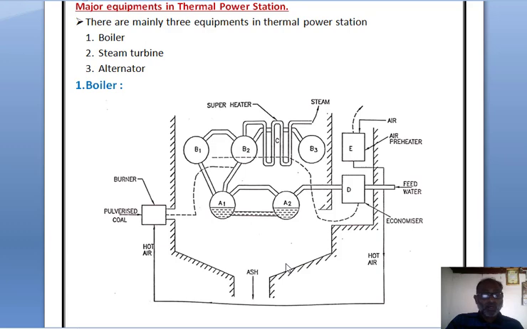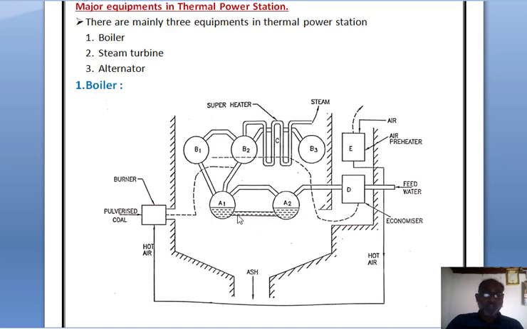So in the boiler furnace, the coal, gas or oil is burned. Due to the combustion of this coal, gas or oil, it produces some amount of heat. Now this heat is used to convert water into the steam. So mostly two types of boilers are used.